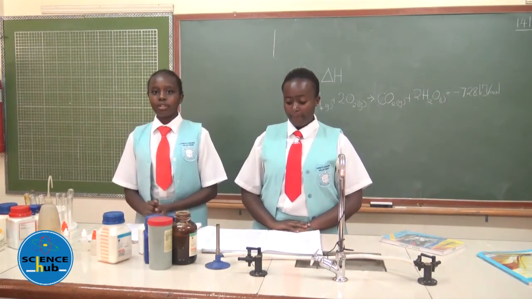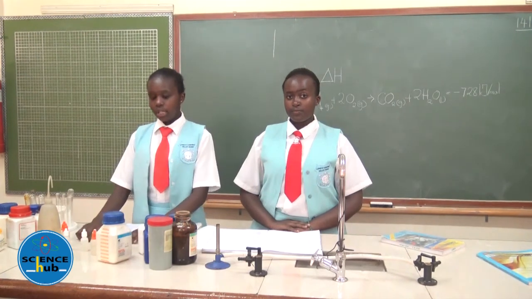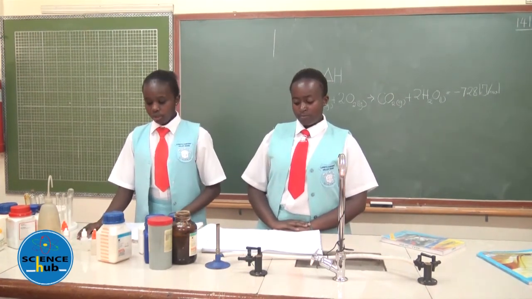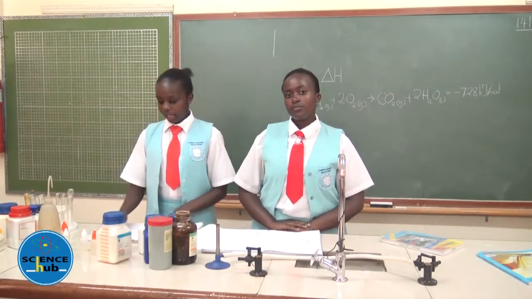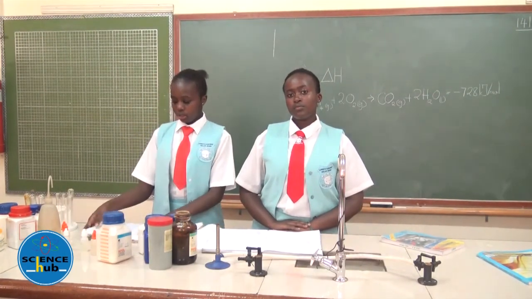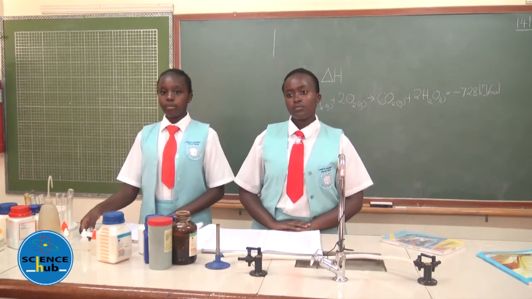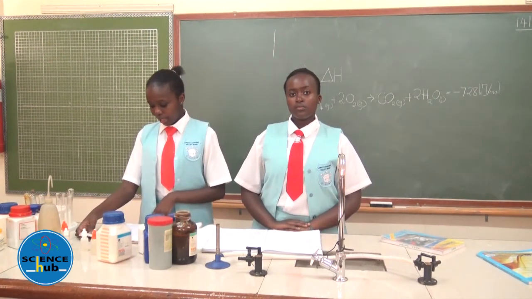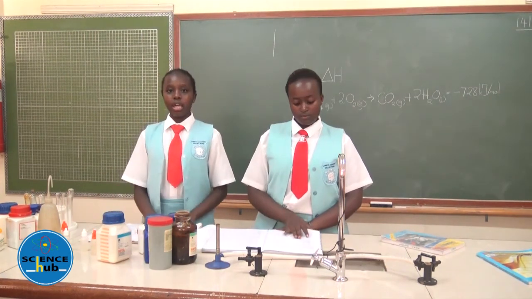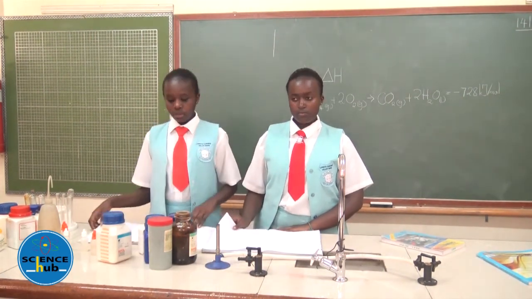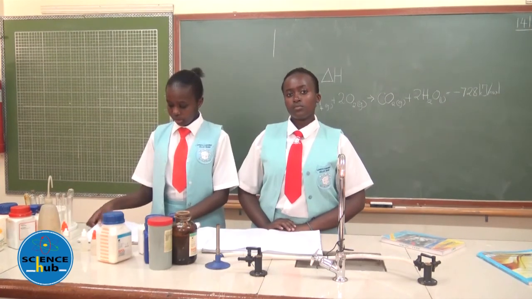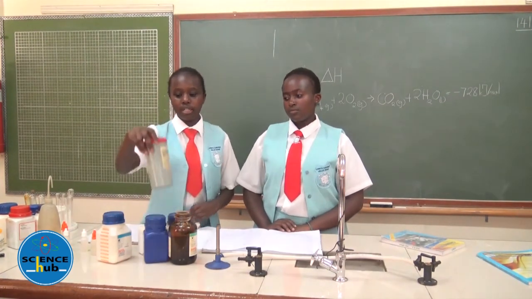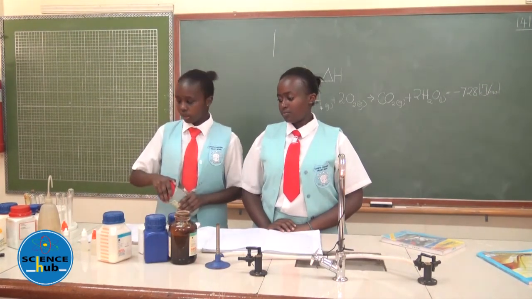So in this episode, we are going to do qualitative analysis, test for cations. So we are going to look at the cations in different solutions: magnesium ions, zinc ions, iron 2 ions and iron 3 ions. So we are going to make a solution which contains magnesium ions, and we are going to use magnesium sulfate. It's a soluble salt.